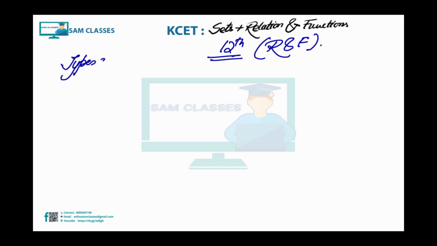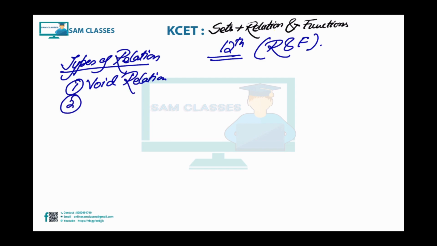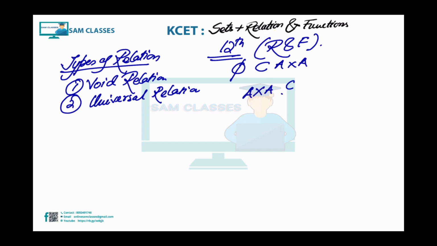So first we'll read about types of relation. In the types of relation, first is void relation. After that, we have universal relation. Now, what do you mean by void relation and what do you mean by universal relation? Very simple, students. Void relation means phi, which is a subset of every A cross A. And A cross A is also a subset of A cross A, so this becomes a universal relation for A cross A, and phi becomes a void relation for A cross A. Clear? That is pretty simple.